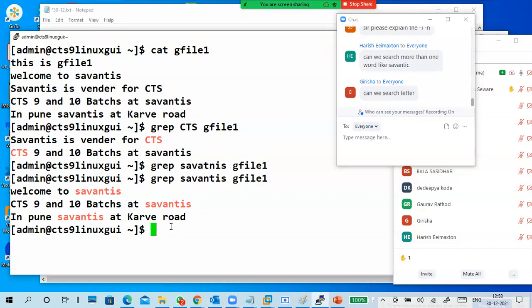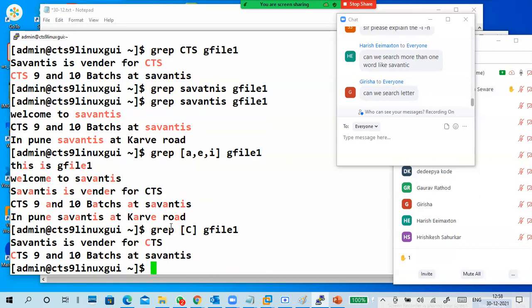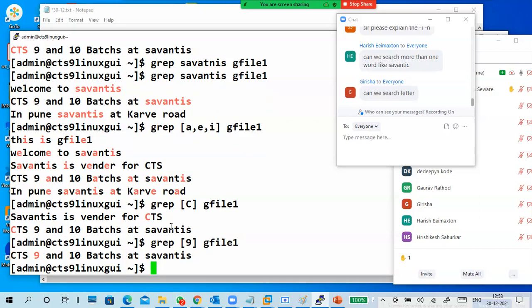If you want to search a single letter, it matches so many times, right? Particular letters we can search, but with 1, 2, 3 letters we can search where it is located, though it locates many places. A, E, I, for example, it matches everywhere. So maybe you can try like this: I want to search capital C, or maybe 9 and 10 is there, no? So I will put a 9. Okay, so a single character you can also search.